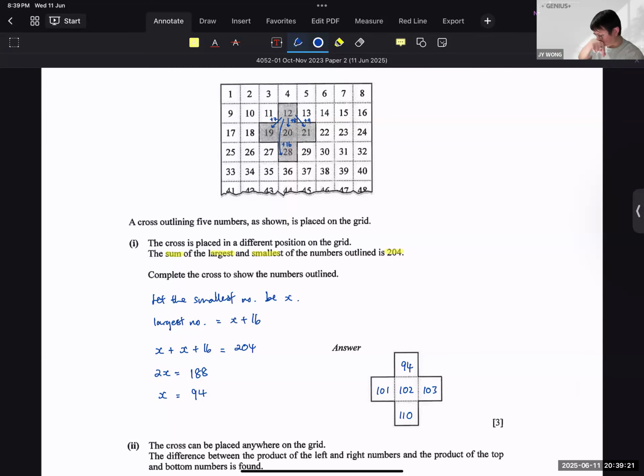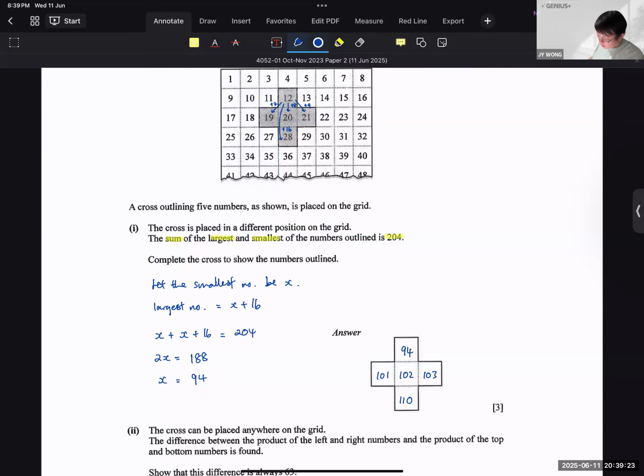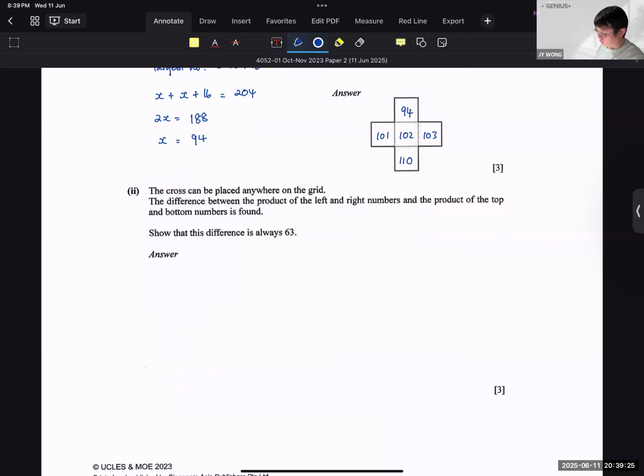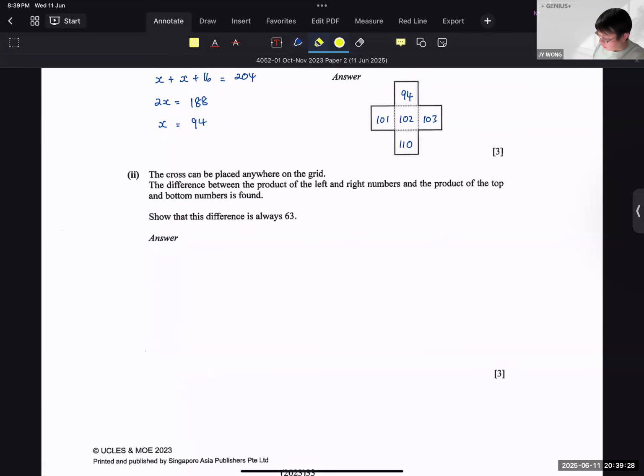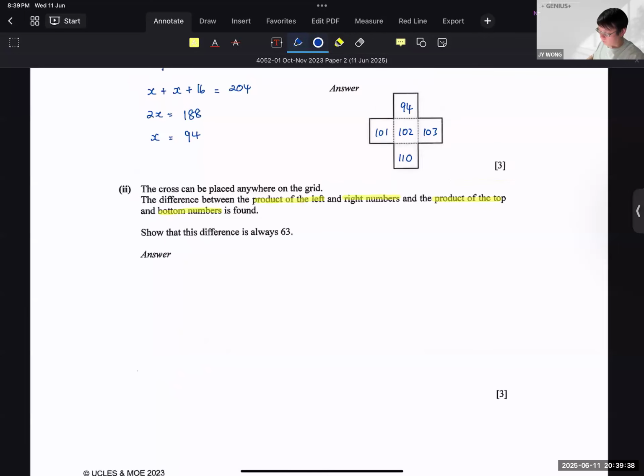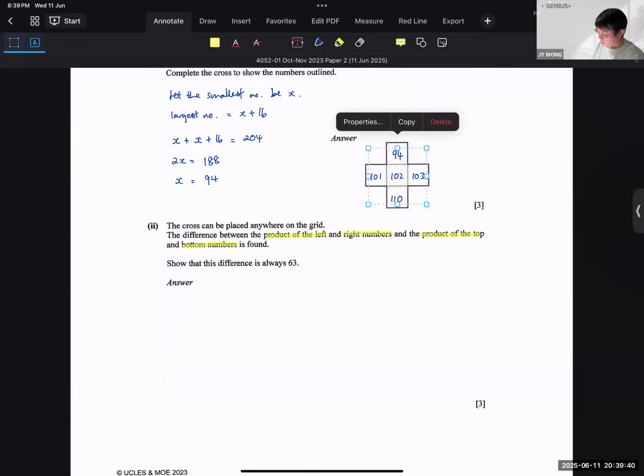Okay? The cross can be placed anywhere on the grid. The difference between the product of the left and right number and the product of the top and bottom numbers is found. Show that the difference is always 63. So here I am going to copy out this so that I can use it.